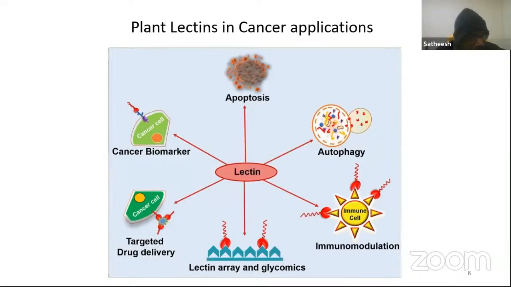You can have the targeted drug delivery. That is something which we have already told. The specific glycoproteins or the carbohydrate moieties which are present on the cancer cells can be targeted using a lectin which is specific for that carbohydrate, and the drug can be targeted to that. Cancer biomarker. As we know that the cancer cells are having those sugar moieties very specific to the cancer cells, this can be used as a biomarker. If the lectin is going and interacting with those cells, you can say that the cell is cancerous. So it's a cancer biomarker.